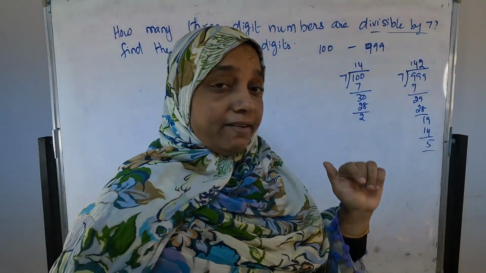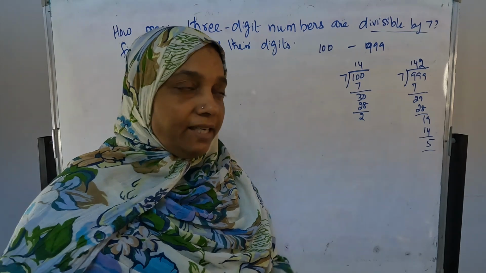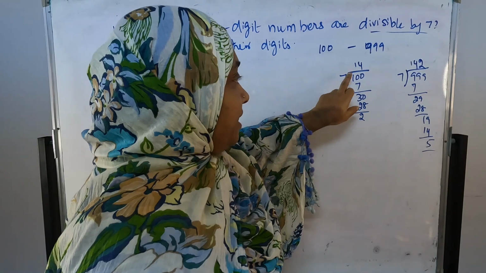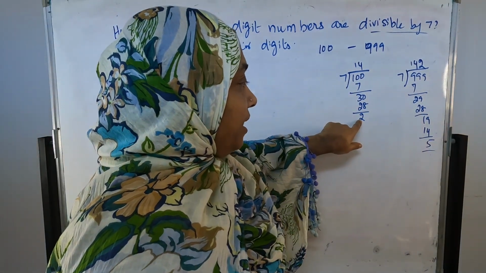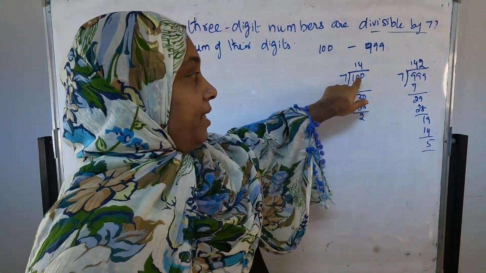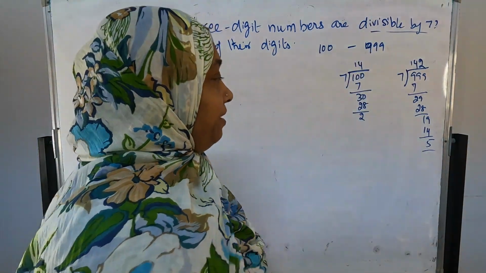So how to find the 7 divisor? Don't calculate, don't take individually one number and divide it. One simple trick is that first you take the beginning number and divide by 7. What is the remainder, you check. Remainder is 2. That means 2 only is the problem here to make this 100 become divisible by 7.